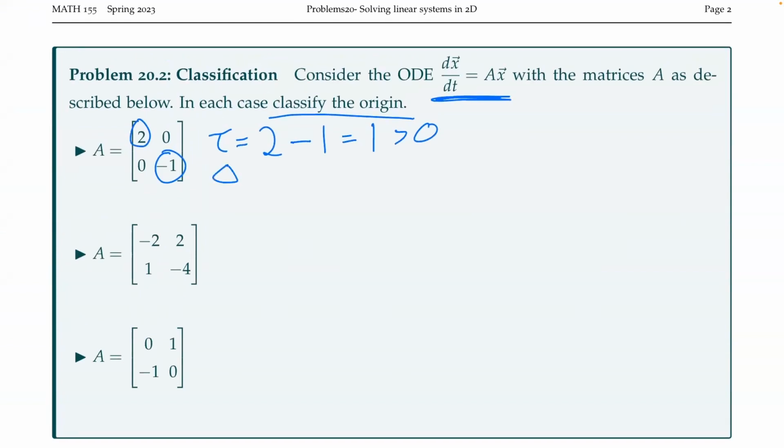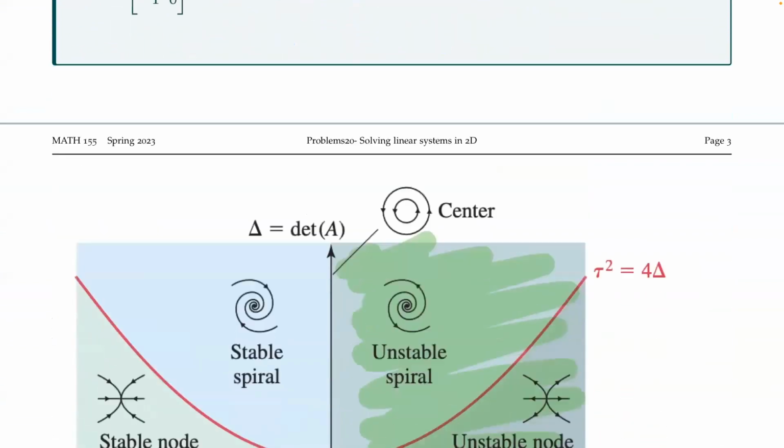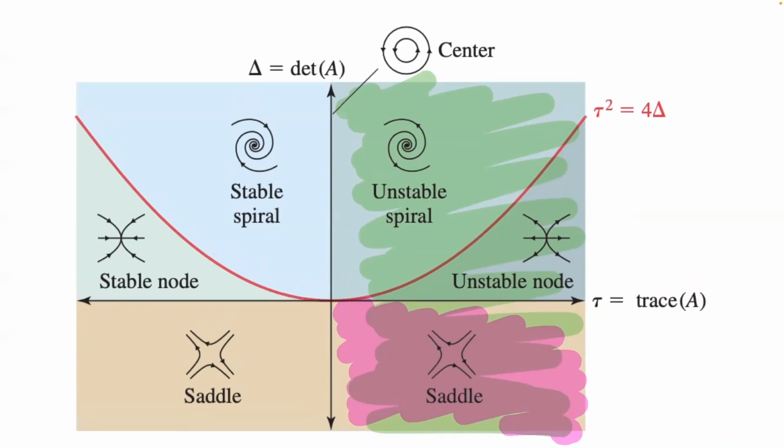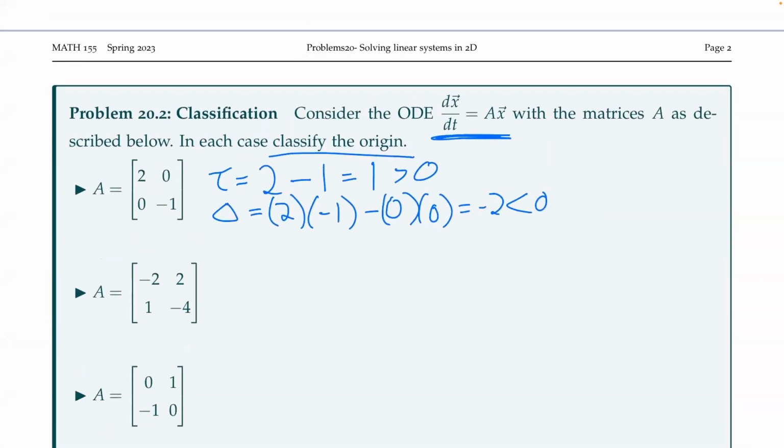Now let's think about our determinant. So here we take 2 times minus 1 minus 0 times 0. This is minus 2, and so this is negative. So if we go back to our diagram here, our determinant is negative. So that means I'm down here. So I don't even need to worry about tau squared minus 4 delta in this case, because I know at this point I have a saddle. So this tells me the origin is a saddle.